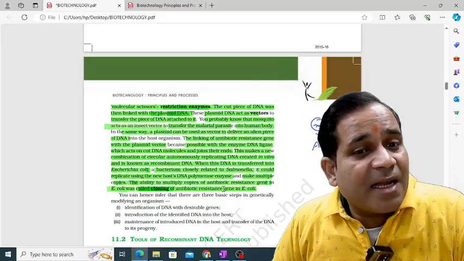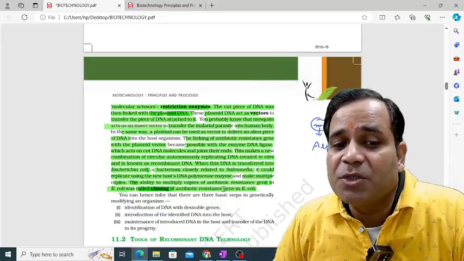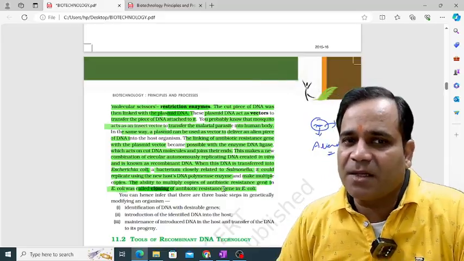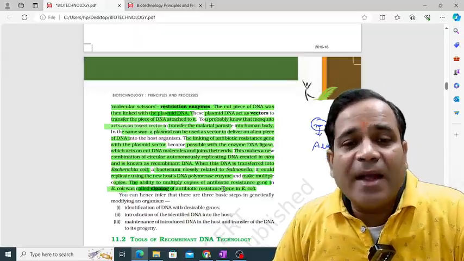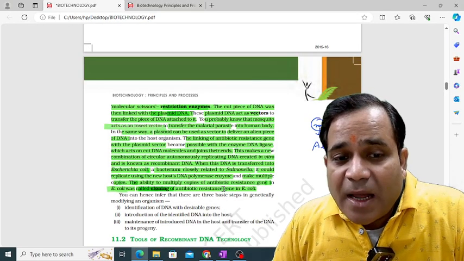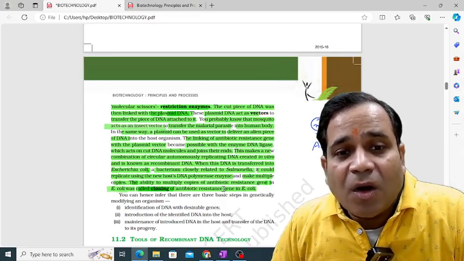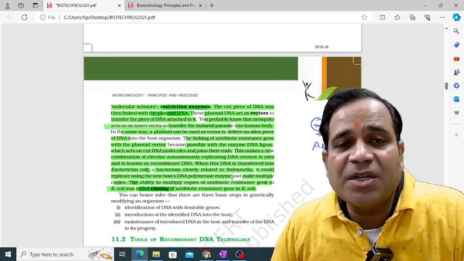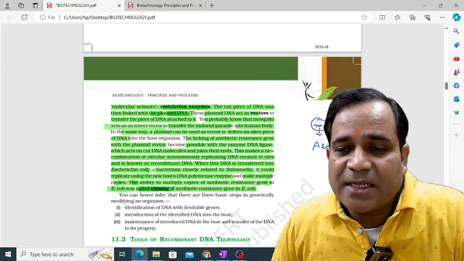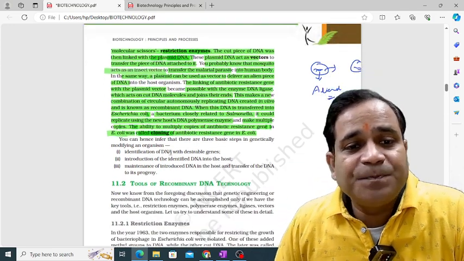So if anybody asks you which bacteria is used for cloning purposes, what do you say? E. coli bacteria. Why am I saying this? Because E. coli bacteria carries the antibiotic resistant gene. That is why we use this.